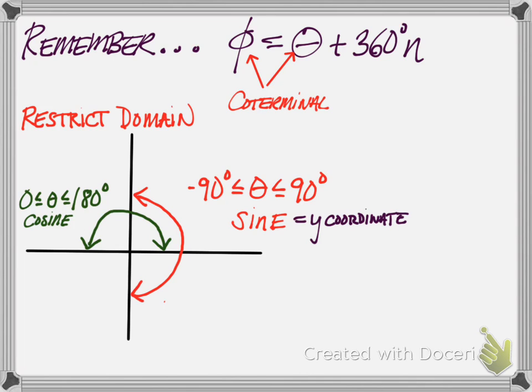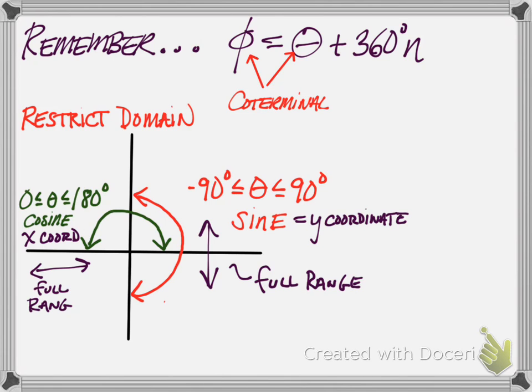Sine's the y-coordinate. This gives me the full range of y coordinates, right? X coordinate is cosine. This gives me the full range of possible x coordinates. So I don't need any other angles. I can go any angle in there and any distance and get any x coordinate that I would like. Going up and down, between negative 90 and 90, I can go any angle, any distance to get any y coordinate that I want.